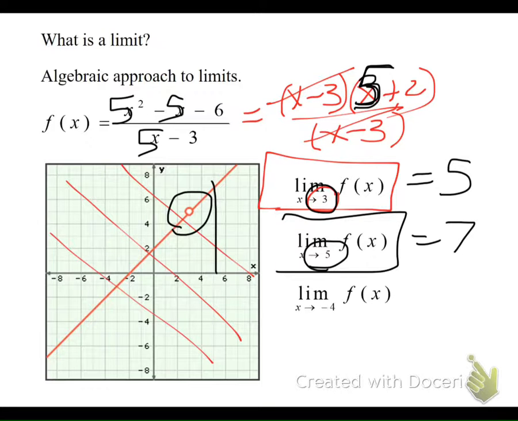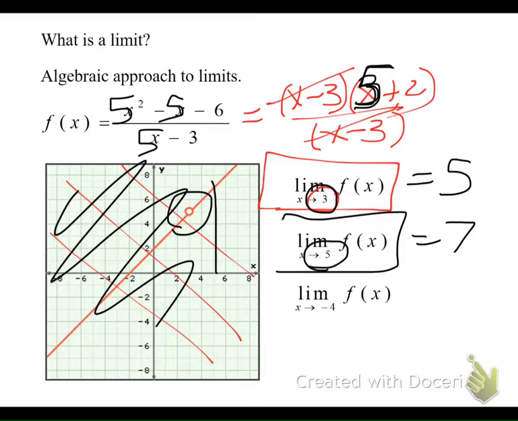Okay, so when you're doing a limit algebraically without the graph, you just simply plug in this value of x if you can. If you can't plug it in because of division by 0, then you try factoring or some other algebraic trick that I'll show you soon in order to then plug it in after you simplify. So this one I would plug in a negative 4 for the x that used to be here, and you'd get negative 2.